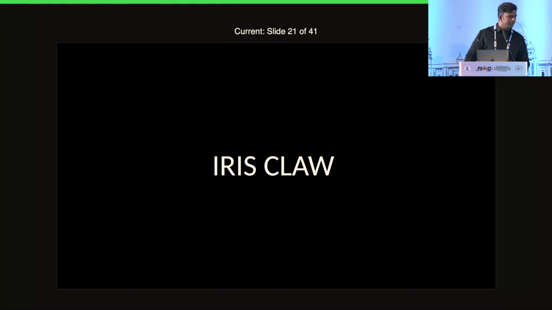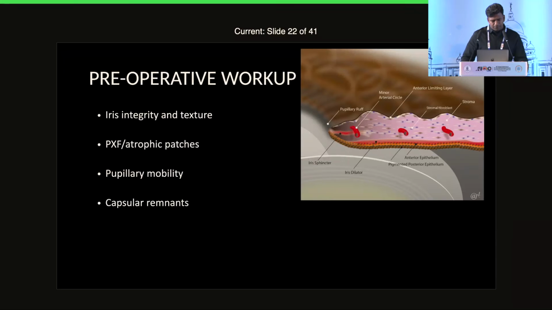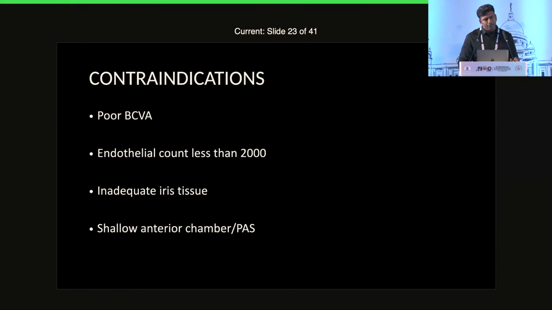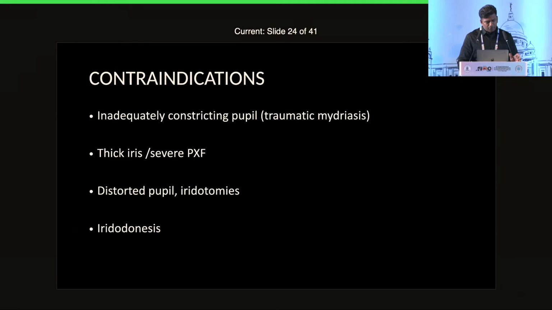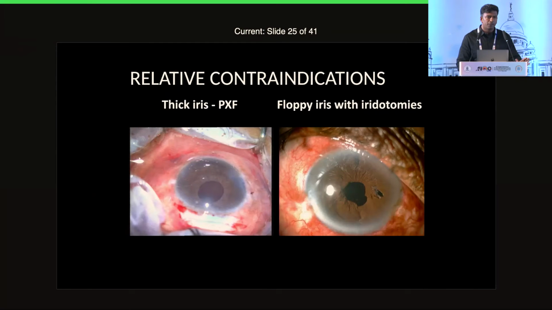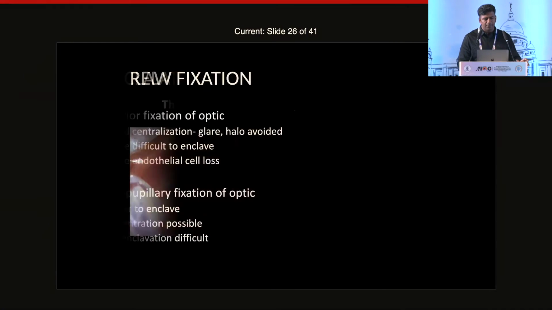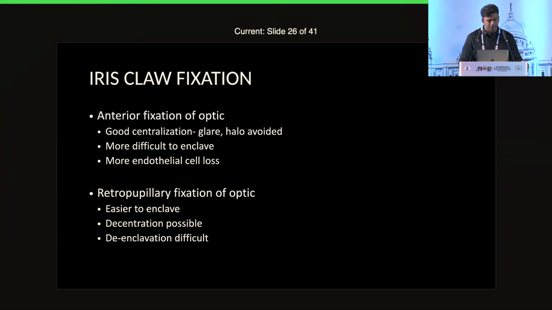Coming to the next technique of iris claw. Preoperative workup, make sure the iris tissue is proper. In PCRs or in whole bag removals, when you're doing it as a primary and secondary procedure, make sure that the pupillary mobility is there, iris integrity, texture is there. Contraindications, where the prognosis is bad, endothelial cell count is less, inadequate iris tissue, and also in distorted pupils, patients with iridodonesis and iridotomy, so please avoid the iris claw lenses. It might be a very easy technique, but not in all patients do you get consistent results.